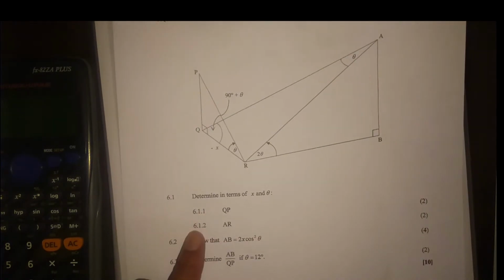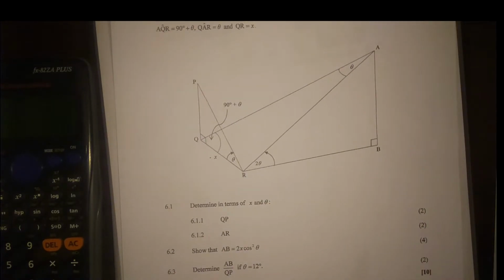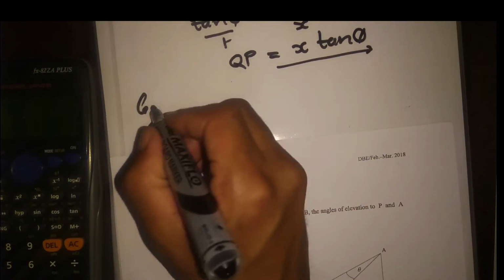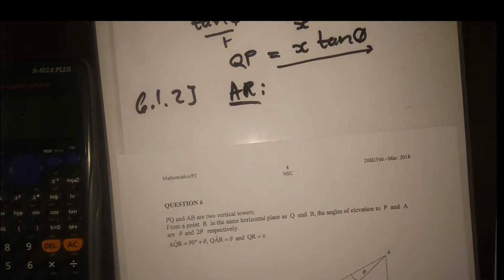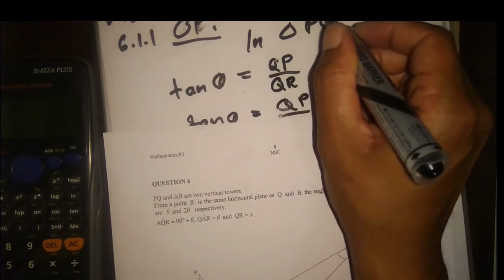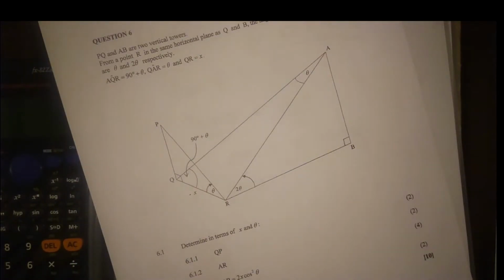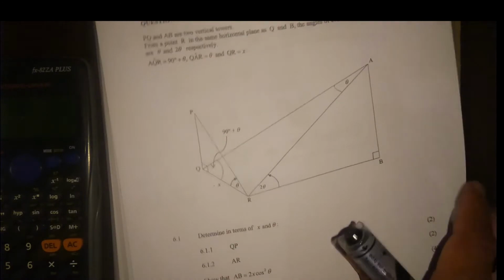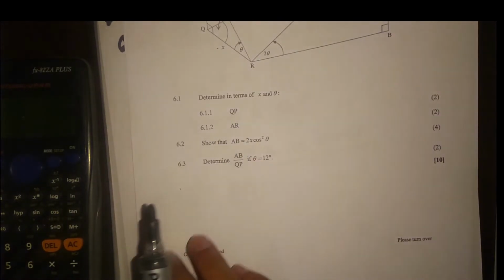So next question, 6.1.2, calculate AR in terms of X and theta as well. Back, QP simthole ngayiphi triangle PQR. It's important to quote the triangles, which triangle to use to calculate a side or an angle. Né? So it's gonna be 6.1.2, AR. AR is AR now.